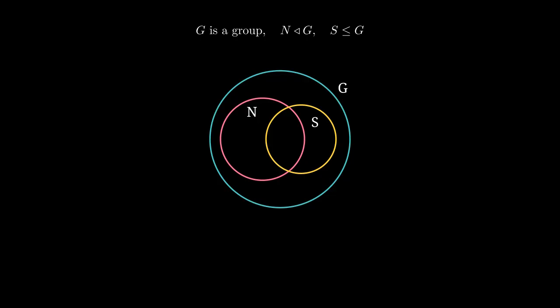Here's a visual representation. G is the large circle, N is normal shown in pink, and S is another subgroup in yellow. Now let's understand the key concepts involved in this theorem. The product SN consists of all elements sn, where s comes from S and n comes from N. This forms a subgroup of G. We denote this as the set of all products sn with s in S and n in N.